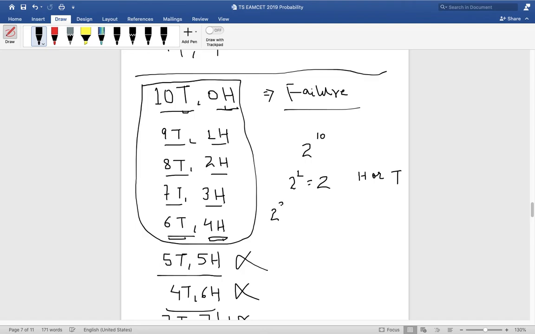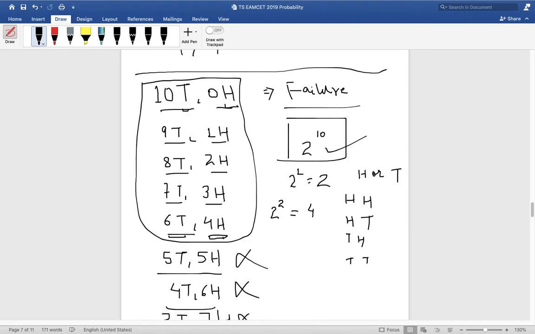When I toss my coin 2 times, the outcomes are 2 raised to the power 2, which is equal to 4. How will I get 4? Either head head, head tail, tail head, tail tail. Similarly for 3 tosses I will get 8: head head head, head head tail, all the way up to tail tail tail. So 8 times. So when I am tossing it 10 times, the total outcome will be 2 raised to the power of 10.